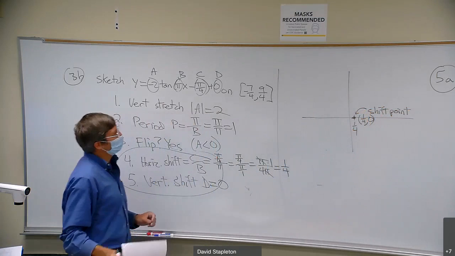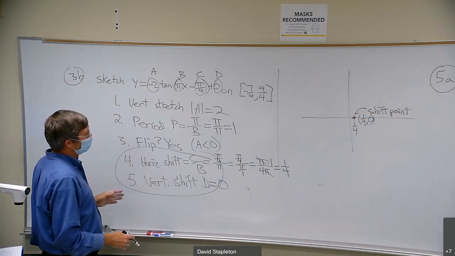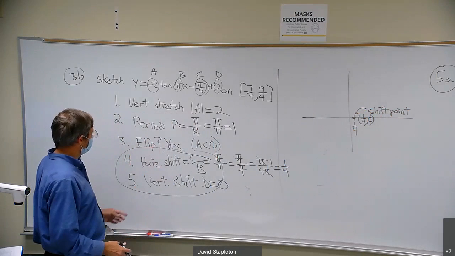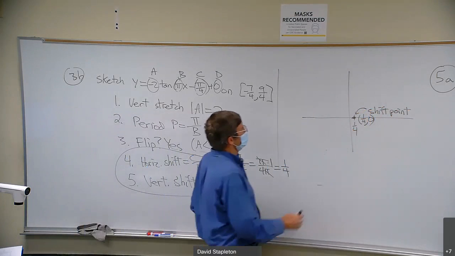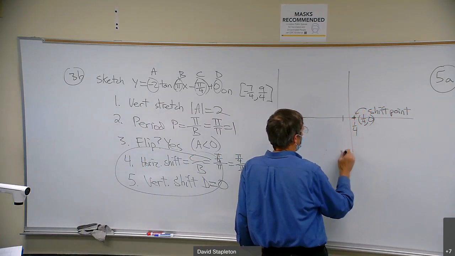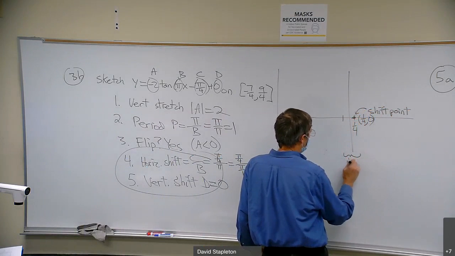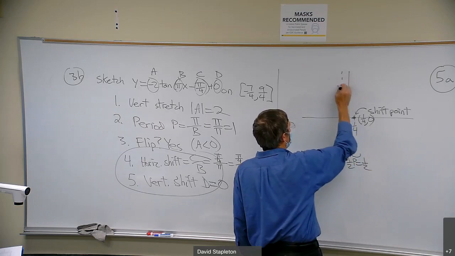For tangent, the easiest way really is to go half a period on each side, right? There's asymptotes every period. So you go half a period on each side. The period is 1. And so I'll go half a unit this way. 1/2 period is just 1/2 times 1, which is 1/2. And I'll draw an asymptote right here.